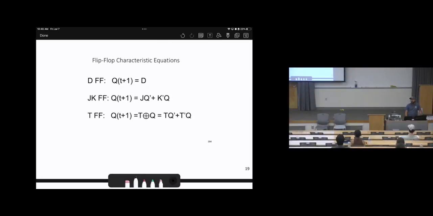While for the SR flip-flop, again, it's not common. But in case you need the equation, it will be the same as the JK flip-flop. But keep in mind the last step, where S equals 1 and R equals 1, is forbidden, which is not allowed, and don't do it. Otherwise, they are almost the same. Okay?